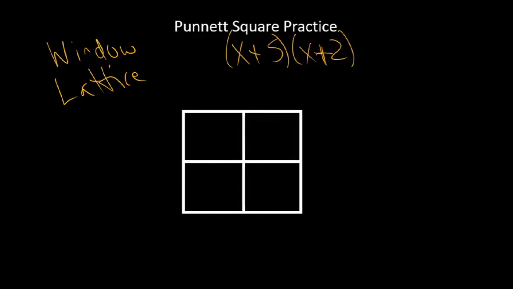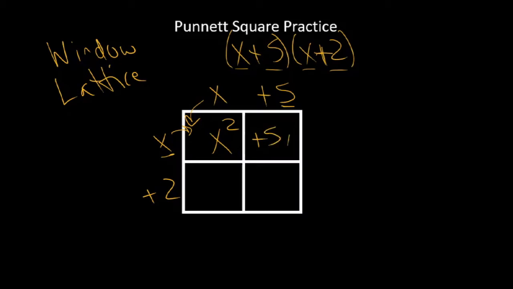So what I would do is take each term and write it in just the same way that we did with our genotypes in our Punnett square. And they're going to come into these boxes the same way, except because we're multiplying, that's the operation we'll do. So x times x is x squared. X times positive 5 is positive 5x. X times positive 2 is positive 2x. And 2 times 5 is positive 10.